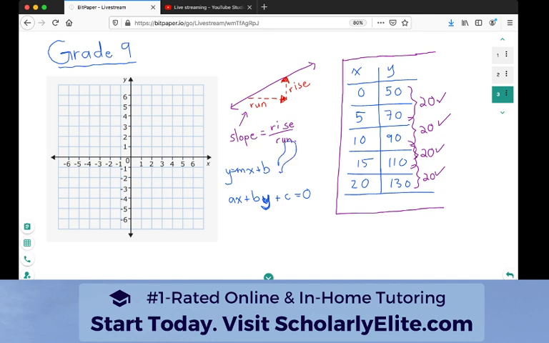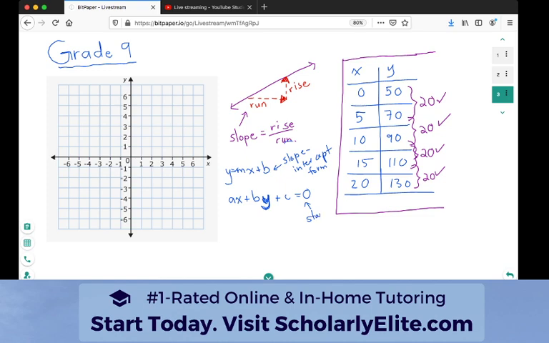Let's just erase that. Okay, so this is our slope-intercept form. And this is standard form.